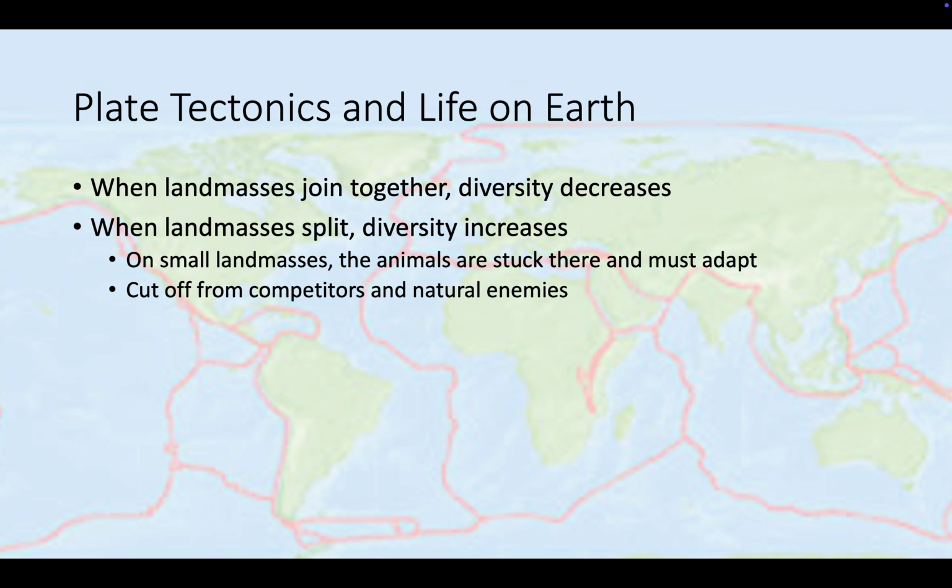our diversity increases because of the fact that as those land masses get further and further apart, the climate's going to change, the food options are going to change, and then if you have the same species that ends up on 2 different continents, they're gradually going to adapt to the environment, to the food sources, to dealing with predators and prey, and then they're going to change their characteristics some. So on small land masses, the animals are stuck there and must adapt, and they're cut off from competitors and natural enemies. So that's part of the reason why our diversity increases.